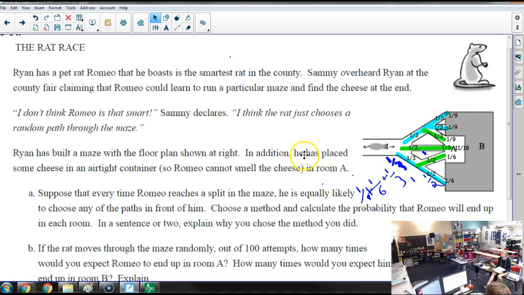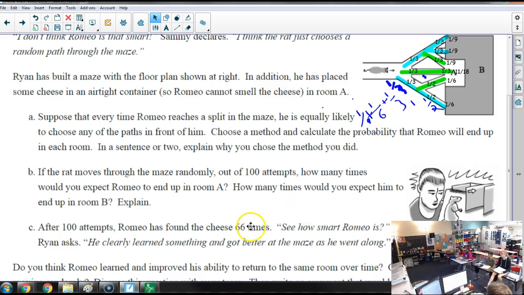Romeo put the cheese in an airtight container in room A. Then how did the mouse get the cheese? He found it 66 times. How does that compare to the probability that we had predicted? It's about right.